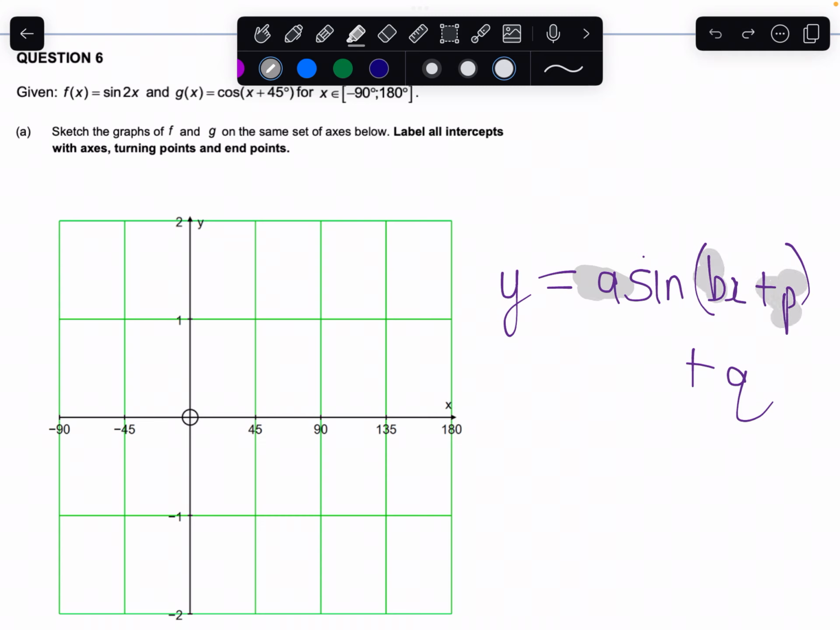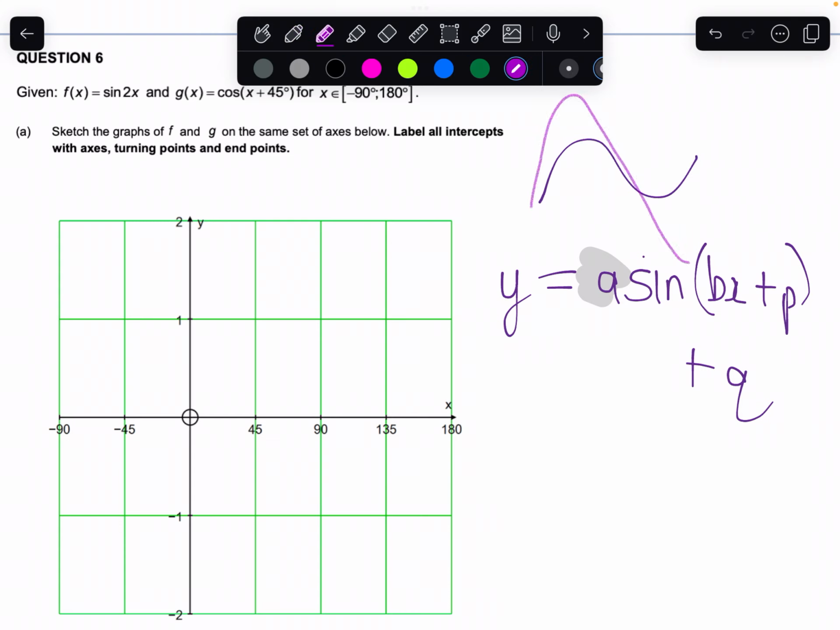Okay, and just to quickly run over what they each do. This is a vertical stretch, right? So if your original graph looks like this, then the vertical stretch might look something like that, or it might even look squashed. Okay, something like that.